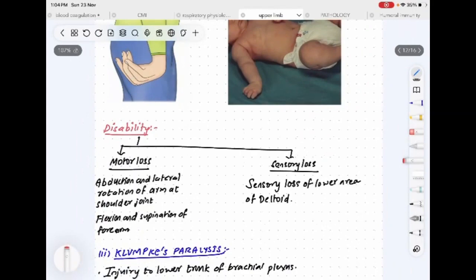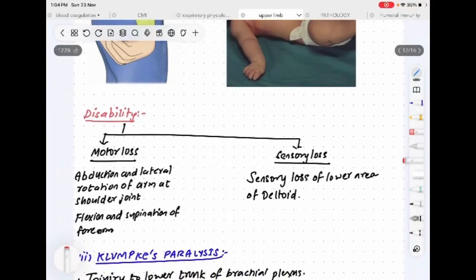We can study the disability under two headings, that is motor loss and sensory loss, because we are talking about the nerves. These nerves supply motor and sensory innervation to many muscles, so if there is a disability, the motor and sensory parts will be affected. So what is the motor loss? It is the abduction and lateral rotation of the arm at the shoulder joint. We cannot perform abduction and lateral rotation at the shoulder joint. Flexion and supination of the forearm is also lost.